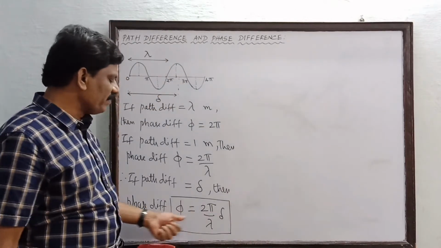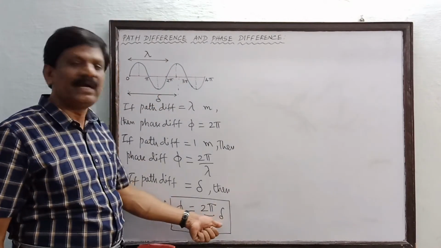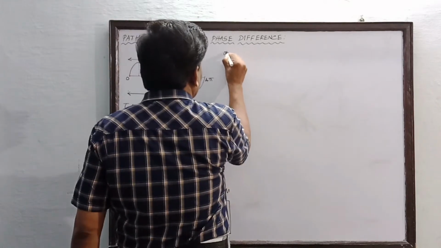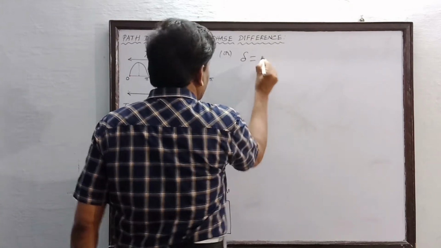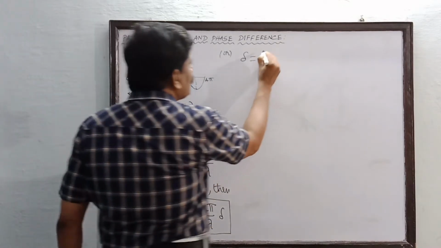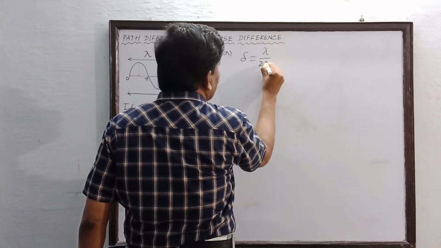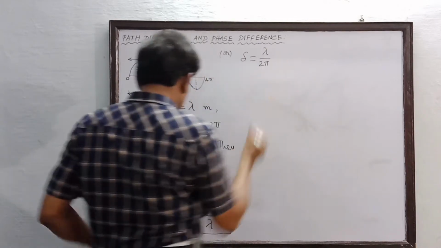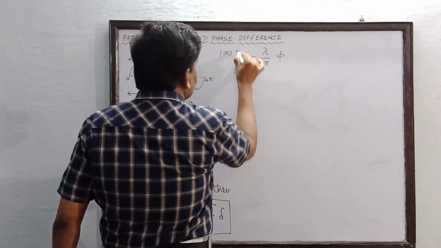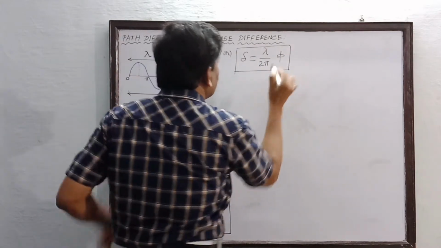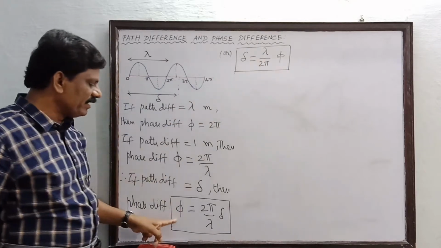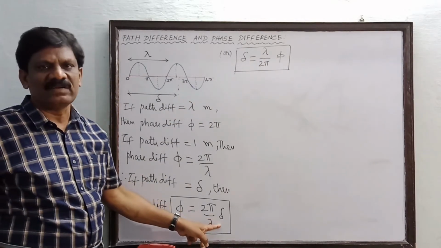So phase difference phi is equal to 2 pi divided by lambda into delta, or I can also write it the other way. The path difference delta is equal to lambda by 2 pi into phi. So this equation is path difference in terms of the phase difference. This is phase difference in terms of the path difference.